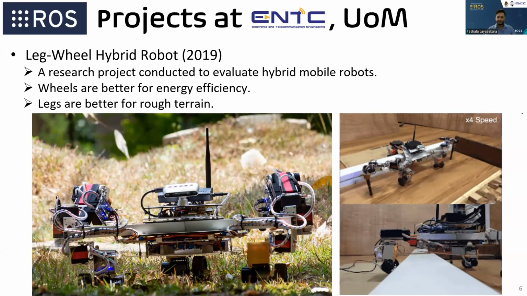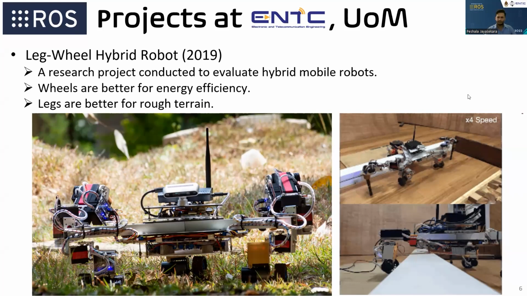The motivation for this project is that wheels are very good for energy efficiency as well as for fast travel. That is why we see all the automobiles on the road, cars, vans, everything, using wheels, not tracks or legs. One compromise with wheels is they are not good for off-road travel. If the terrain becomes rough, the wheels are not that good. That is where legged robots shine on their own.